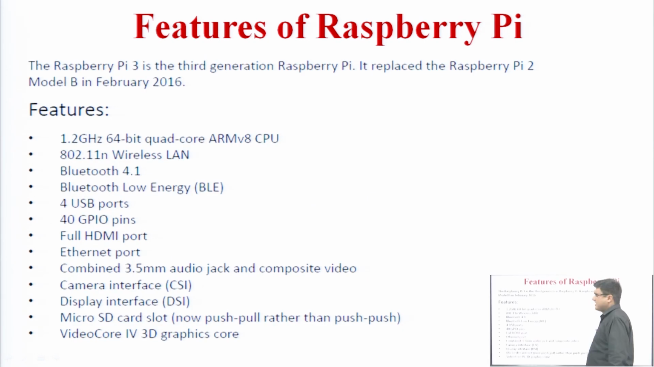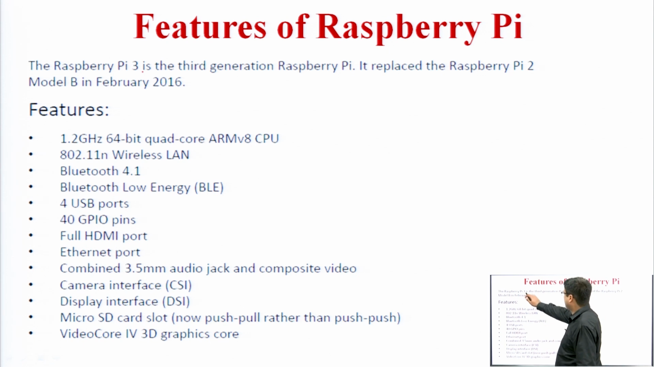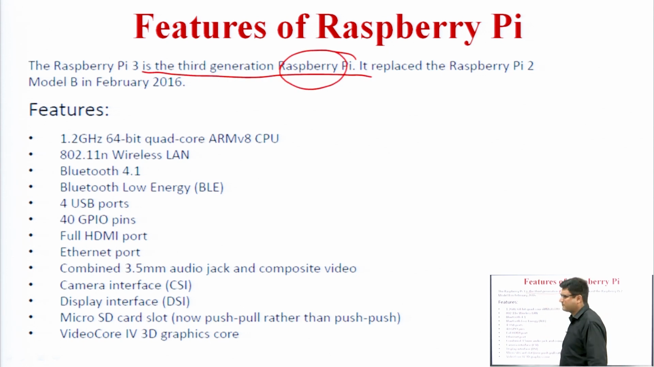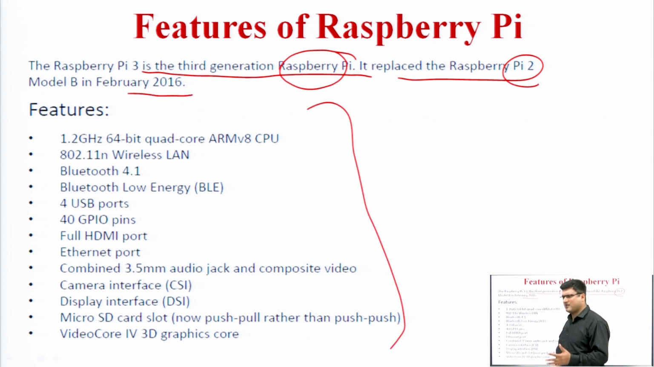So, features of Raspberry Pi. The Raspberry Pi 3 is the third generation Raspberry Pi. There are various generations of Raspberry Pi. We will see some basic features. It replaced the Raspberry Pi 2 model in February 2016. We will look into some key features, because this is just an introduction to both, we will not go into much detail. We need to only introduce the Arduino and Raspberry Pi, so that students can use the board in a particular application. So, these are the key features.